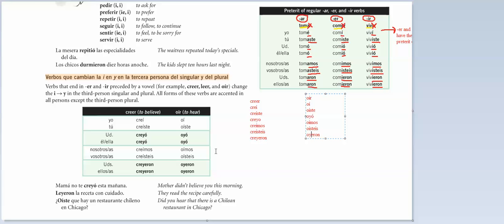Okay, so anytime that would happen with creer, leer, oír, anytime you have a scenario in which you conjugate it into the preterite tense and it ends up with three vowels next to each other, this is what you're going to do. And examples that your book gives you are creer, leer, and oír.